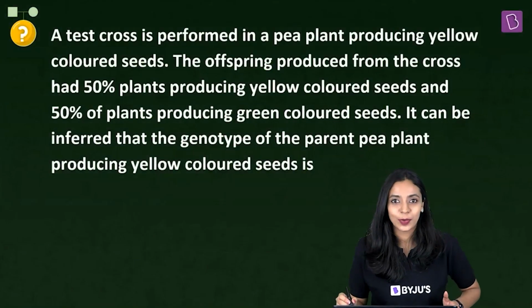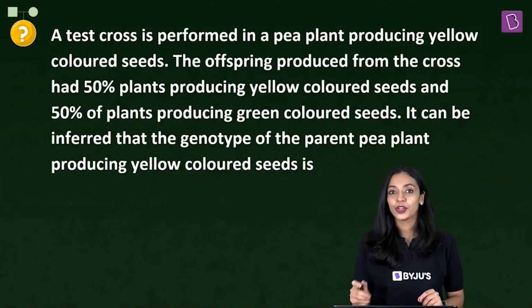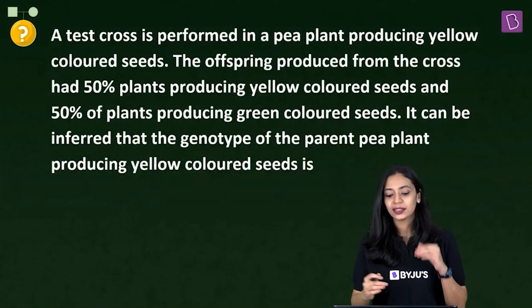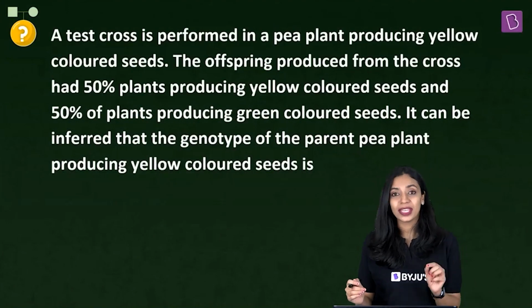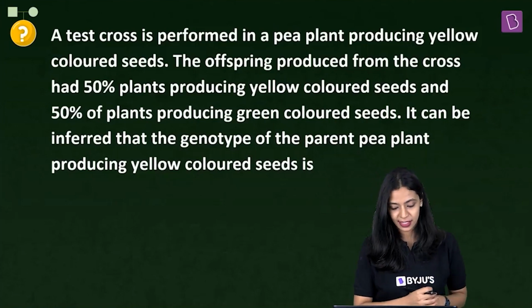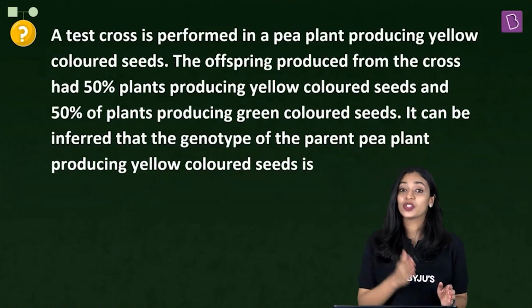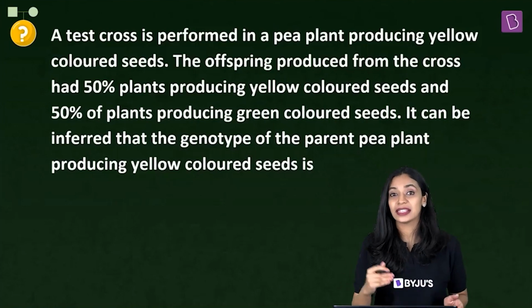Here is an interesting question. A test cross is performed in a pea plant producing yellow-colored seeds. The offspring produced from the cross had 50% plants producing yellow-colored seeds and 50% plants producing green-colored seeds. It can be inferred that the genotype of the parent pea plant producing yellow-colored seeds is.